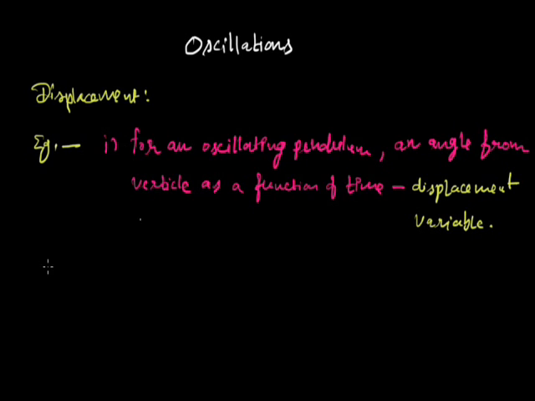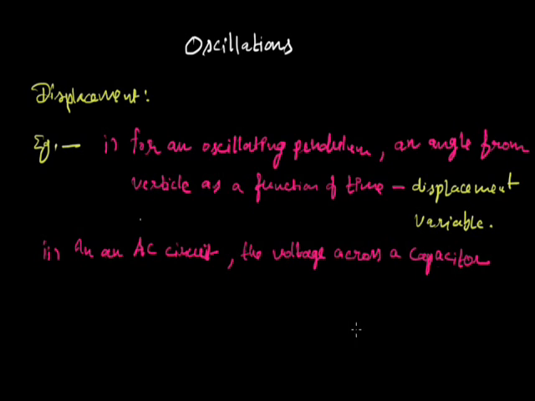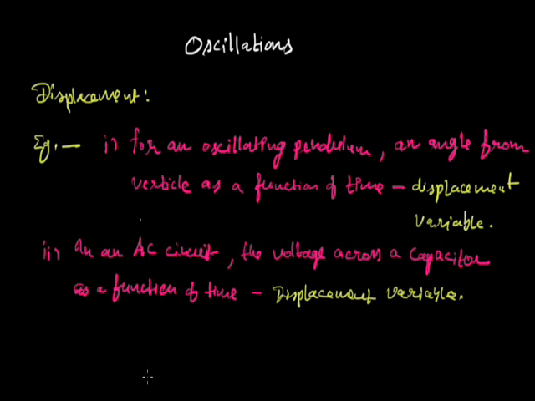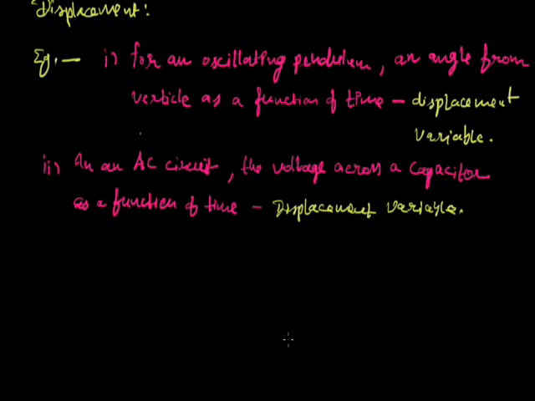Similarly, we can take here another example to properly understand what is the displacement. In an AC circuit, the voltage across a capacitor as a function of time is also a displacement variable. Remember that this displacement variable may be positive or negative.